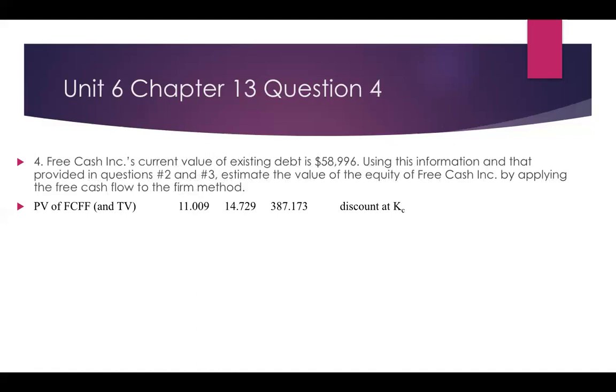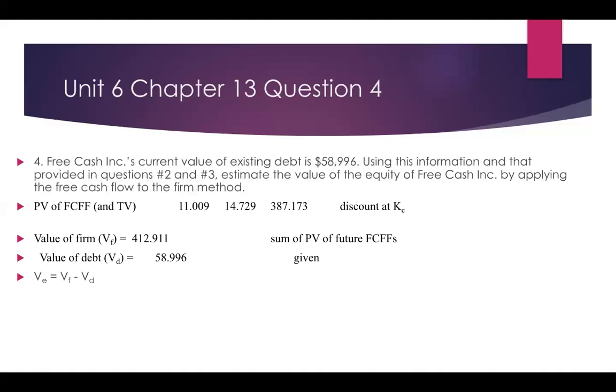So now we know the PV of the free cash flow for each of the 3 years here. What we'll need to do is add those numbers up to get the value of the firm. After that, we know what the debt is. They gave us that. So all we'll need to do from there is subtract the debt from the value of the firm. And we'll get a value of equity of 353.915.